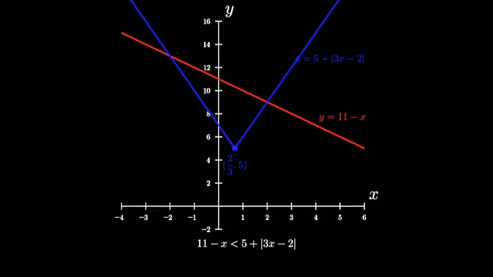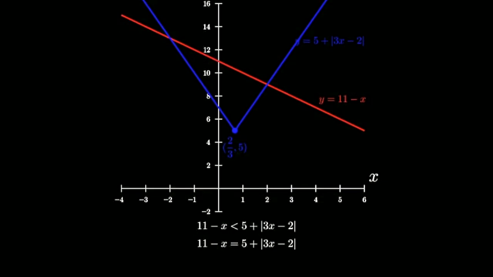Now for Part B, solve the inequality 11 - x < 5 + |3x - 2|. Graphically, this means we are looking for the x values where the red line, y = 11 - x, is below the blue V graph, y = 5 + |3x - 2|. To find these regions, we first need to find the points where the graphs intersect. We set the two equations equal to each other.